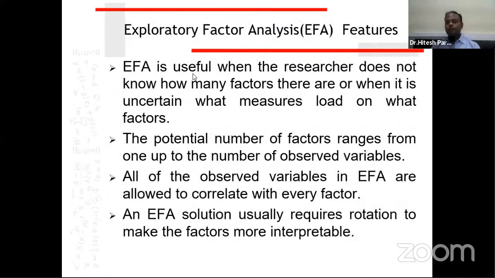EFA is useful when the researcher does not know how many factors there are, or when it is uncertain what measures load on what factors. So if we are not sure how many factors are present or what the structure of relationship is, then we should do EFA. The potential number of factors ranges from 1 up to the number of observed variables, as you are all aware. All of the observed variables in EFA are allowed to correlate with every factor.